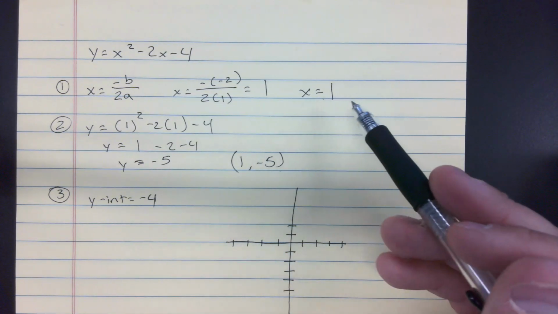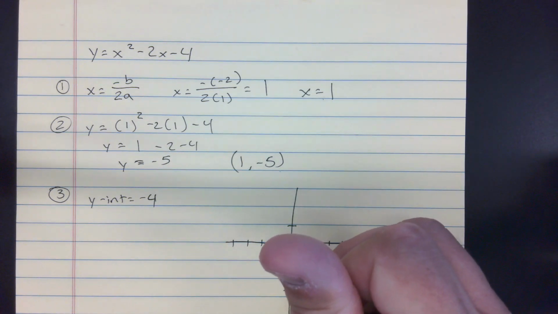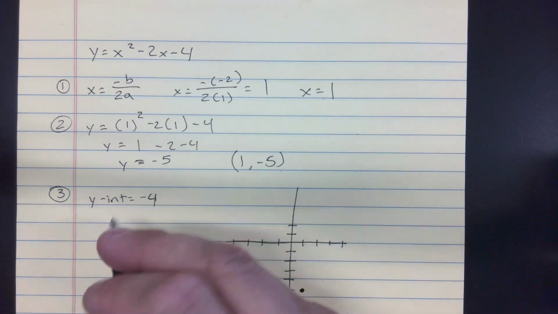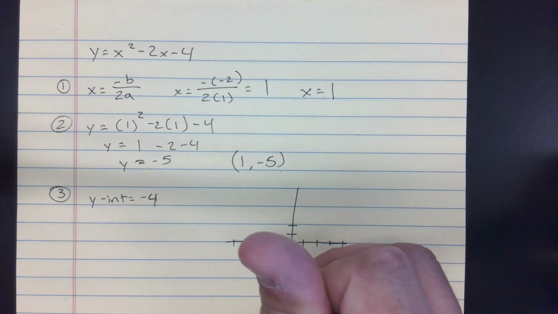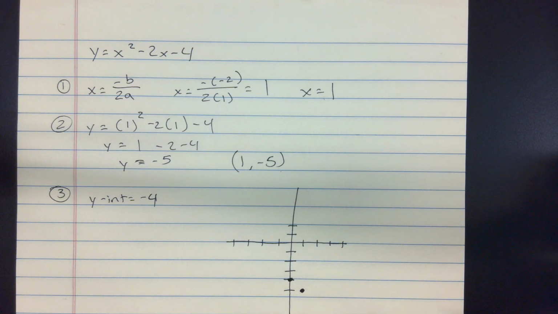So your vertex is 1, negative 5, so it's right there. Your line of symmetry is also right there. Now we have a point at negative 4, right? So this one right here, you remember the problem we did last time? The y-intercept wasn't on the graph. This one, the y-intercept is on the graph. It's at negative 4. So if we have a point right here, do we have another point right now?